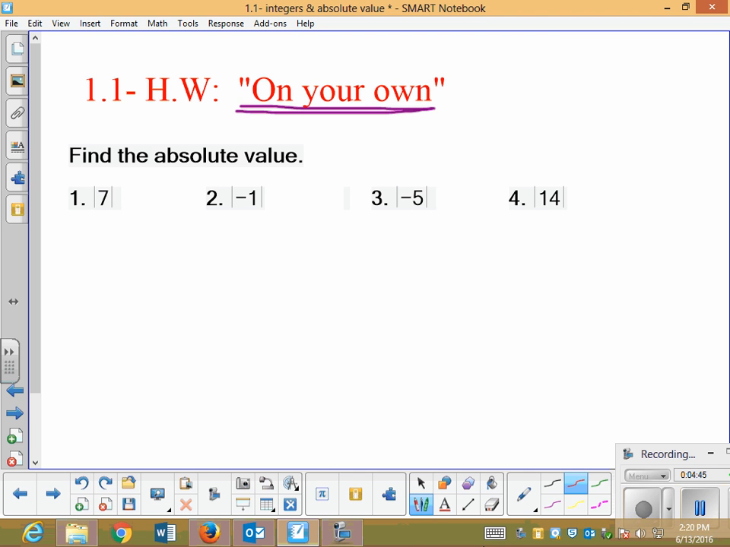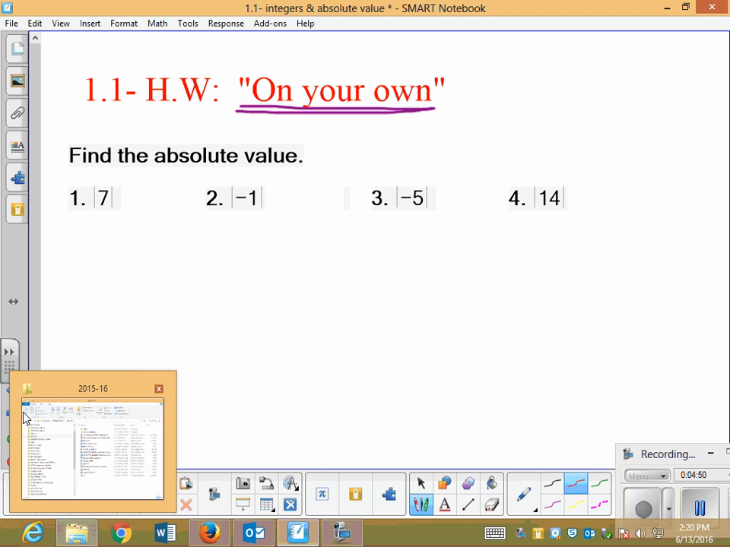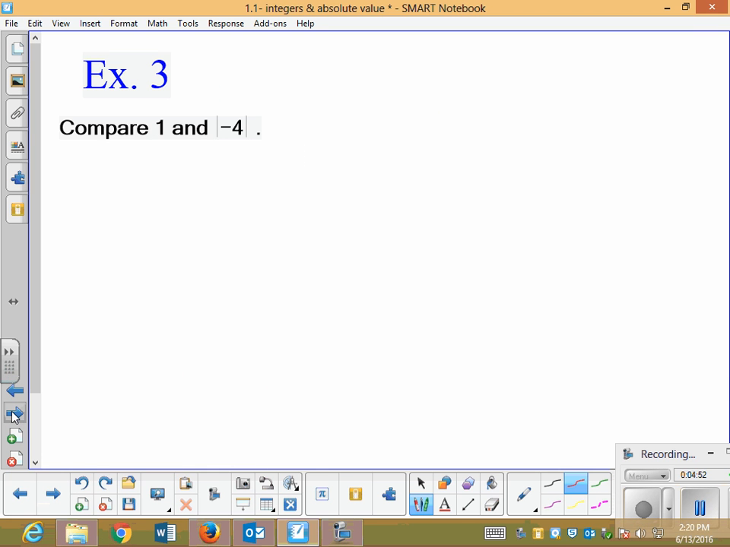So again, this is done on a separate sheet of paper. I repeat, separate sheet of paper. All right, let's go ahead and do example 3. Now that you completed homework problems 1 through 4 on your own, let's go to example 3.